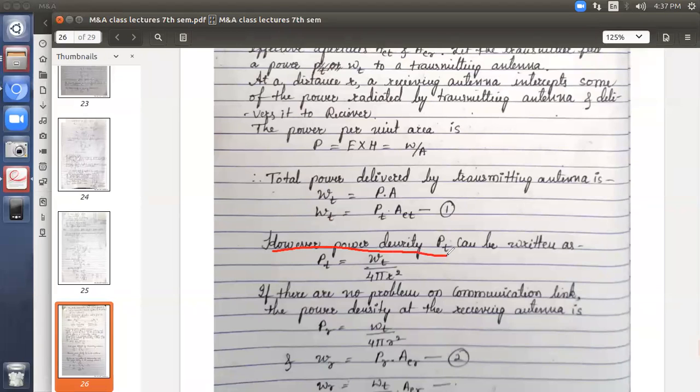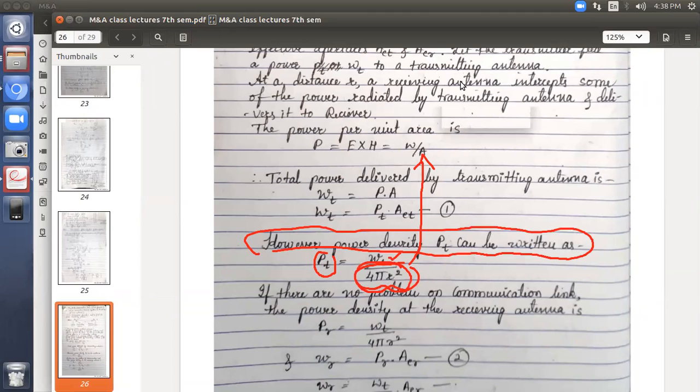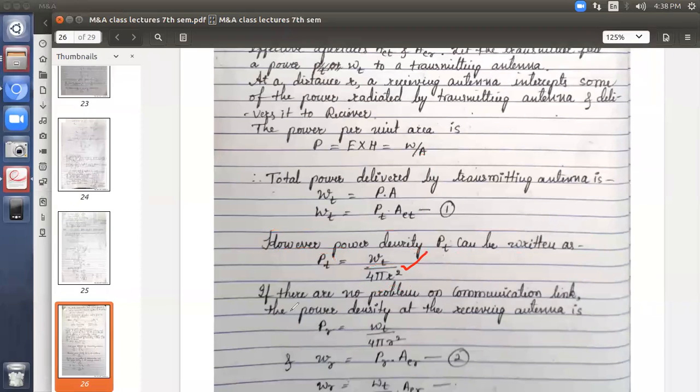However, the power density PT, this we have already seen. Power density is equal to W by 4 pi r square. This is the area of the sphere, 4 pi r square. We have seen this earlier; you can check it while dealing with the beam solid angle. The power density PT is equal to WT divided by the area, that is 4 pi r square for a sphere. If there are no losses, this is the power density PT at the transmitting side. And I have told you, we have assumed that there are no losses.